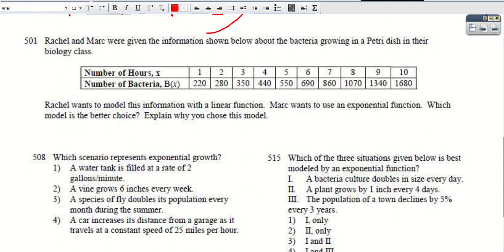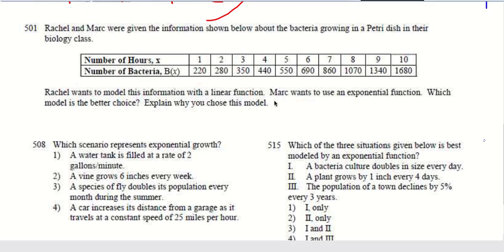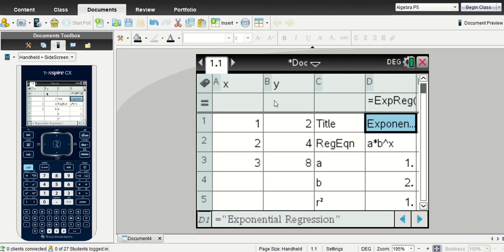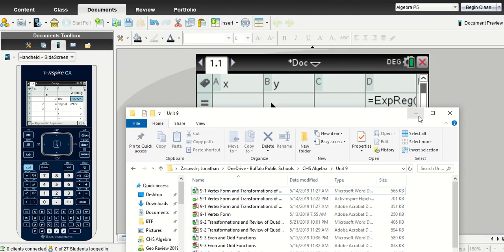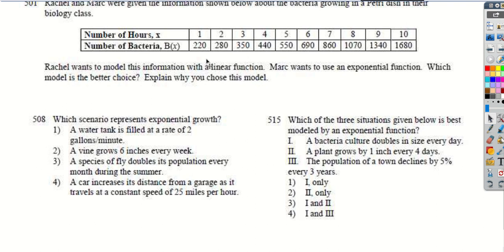501 shown below. In a petri dish, Rachel wants to model this with a linear function. Mark wants to use an exponential. So which is better? So we technically just want to look at the difference here, right? 280 minus 220 is essentially a difference of, where do we go? And all right, we're going to pause this while we get that back. All right, we're back. So we can see the difference between the 280 and the 220 is essentially a change of 60. Okay, from the 350 to the 280 is essentially 70, right? From the 350 to the 440, and we can actually subtract this, right? This is going to be a change of 90.